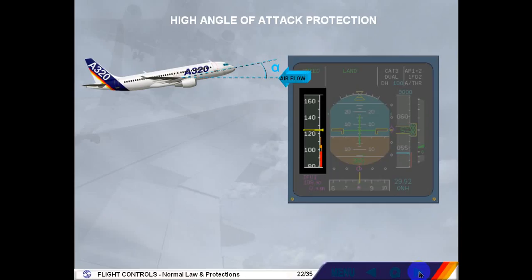The high angle of attack protection is designed to prevent the aircraft from stalling and to ensure optimum performance in extreme maneuvers such as wind shear or GPWS warning recovery. This protection takes priority over all others. This protection displays information on the PFD speed scale.